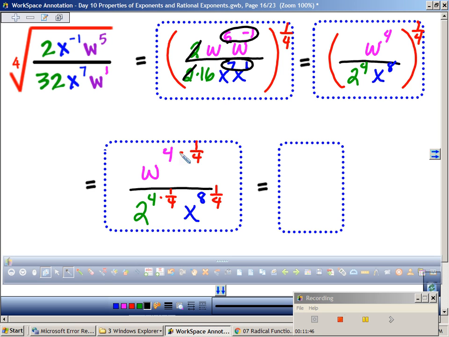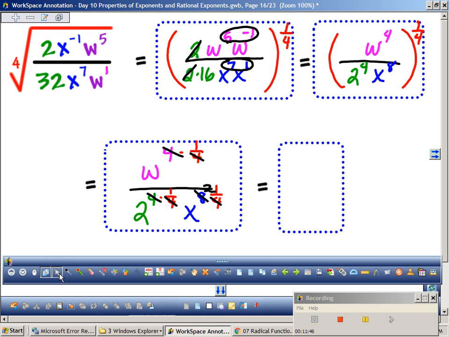So now the 4's cancel here, the 4's cancel here, the 8's cancel, and I'm left with the 2. So this should be my final: w over 2x squared.